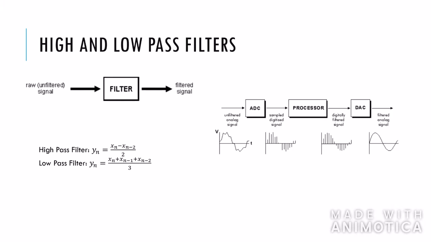The digital high and low pass filters can be achieved by 2 equations. The high pass filter is a central difference filter, which takes the current and the second previous input and subtracts them, then divides by 2. The low pass filter is a 3-term average filter equation, which takes the sum of the current and the 2 previous inputs and divides it by 3. Both of these equations create a number to represent frequency.